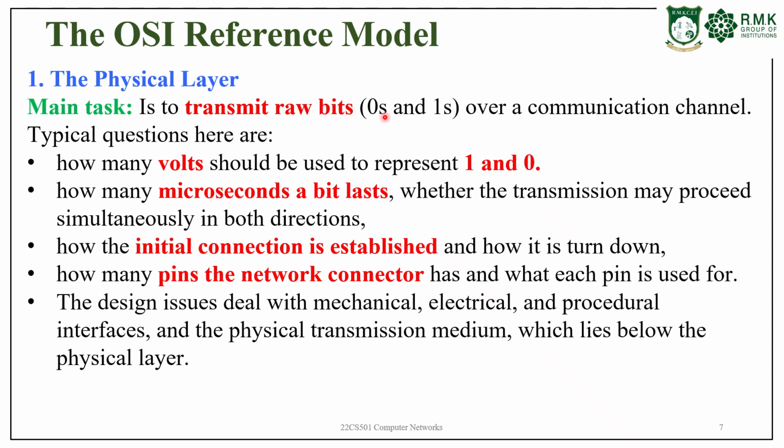Now we'll go on to the physical layer. The main task of the physical layer is to transmit the raw bits of zeros and ones over the communication path. What should be taken care of here is that, as they are transmitted in the form of electrical signals, how many volts should be assigned to bit 1 and how many volts should be assigned to bit 0.